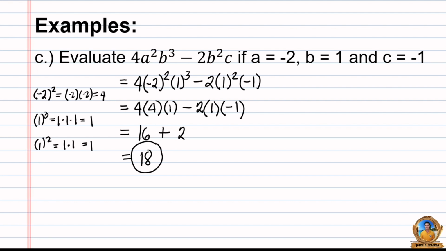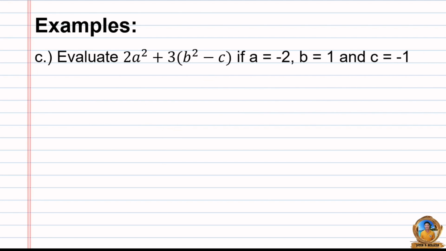Now, let's proceed to our last example. Let's evaluate 2a squared plus 3 times the quantity of b squared minus c. If a is negative 2, b is 1, and c is negative 1. Okay, so ito ay medyo komplikado na talaga, no? Kasi marami na talaga siyang involved na terms, and may exponent na, may grouping symbols pa. Okay, so but then again, simplihan lang natin.